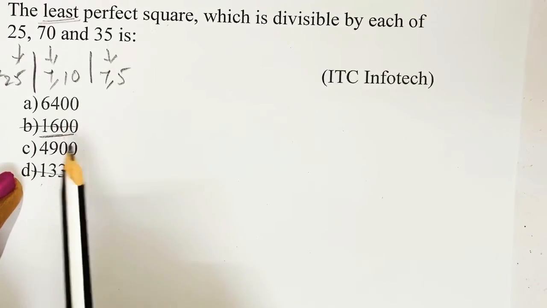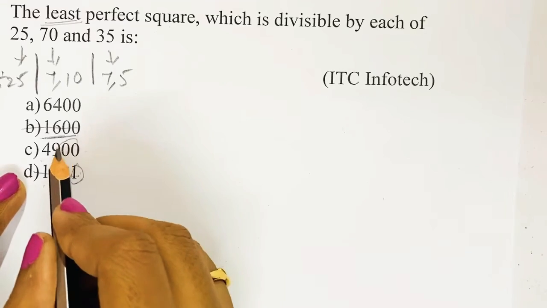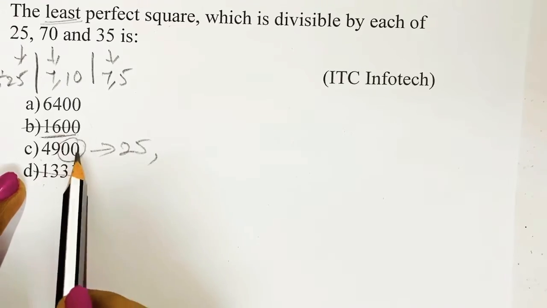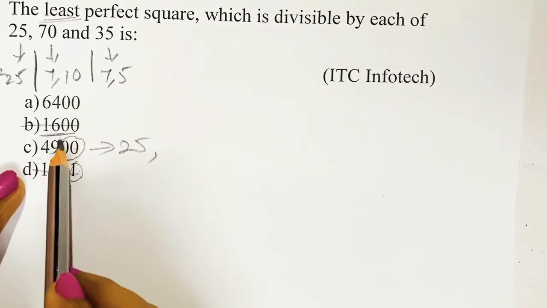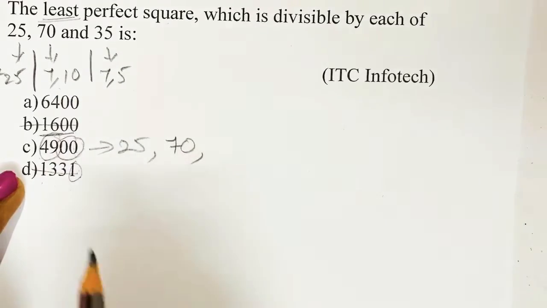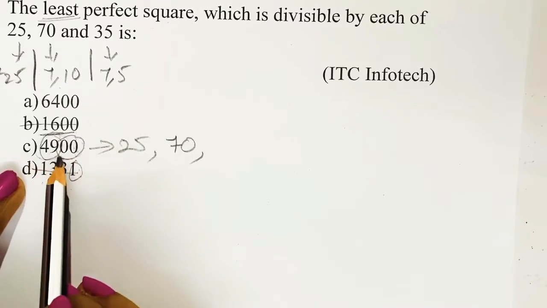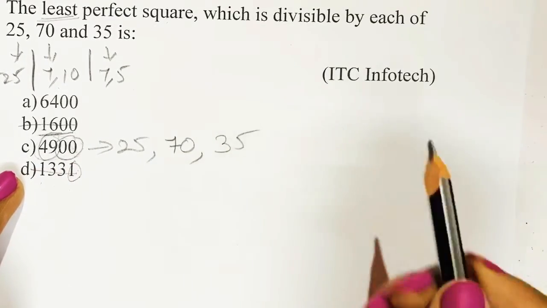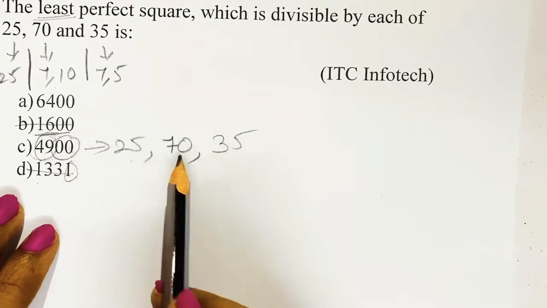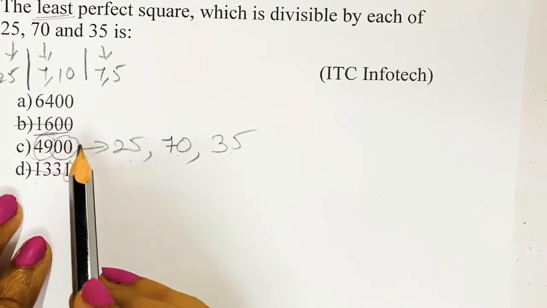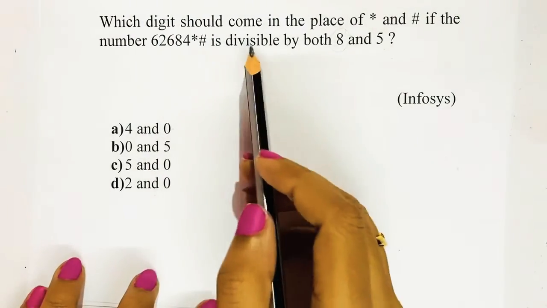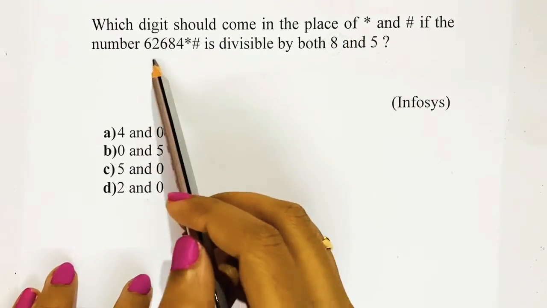The next smaller number is 4900. The last two digits are 00, which makes it divisible by 25. The last digit is 0, which makes it divisible by 10. And the number before that is 49, which makes it divisible by 7. So this number is divisible by 70. The last digit is 0 and it is also divisible by 7. So it is divisible by 35. As this number 4900 is divisible by 25, 70 and 35 and it is also a perfect square, the answer is option C, 4900.